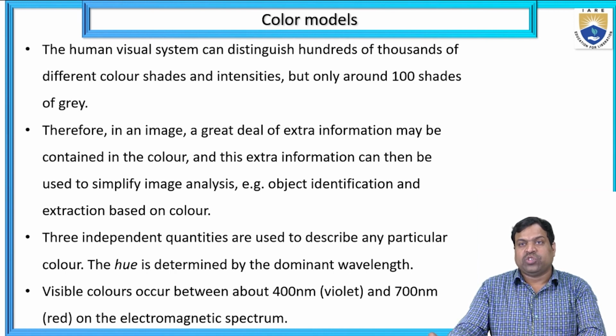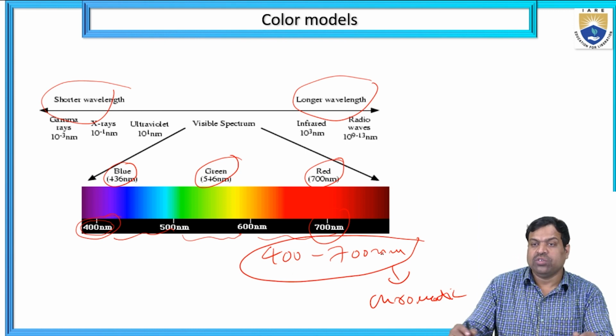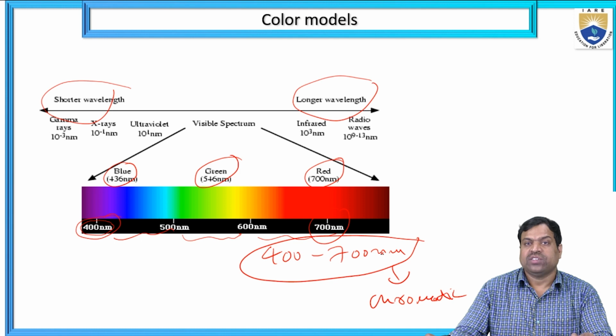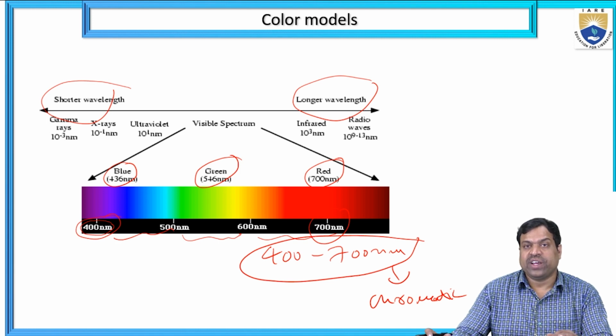As per the human visual system, what are the color combinations? As per the human visual system, the range is 400 to 700 nanometers. That is the chromatic range. So what are the human visual system colors? Red, green and blue. Blue ranges from 400 to 500 and green is 500 to 600 nanometers. Red is up to about 700 nanometers. So we are dividing into shorter wavelength and longer wavelength.